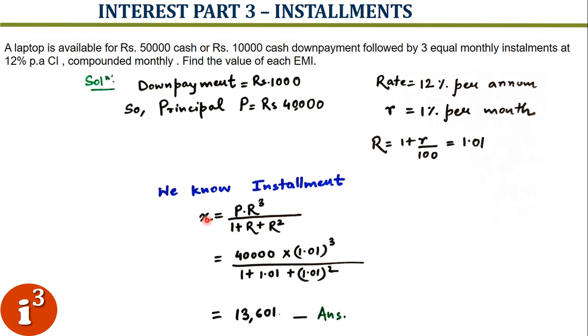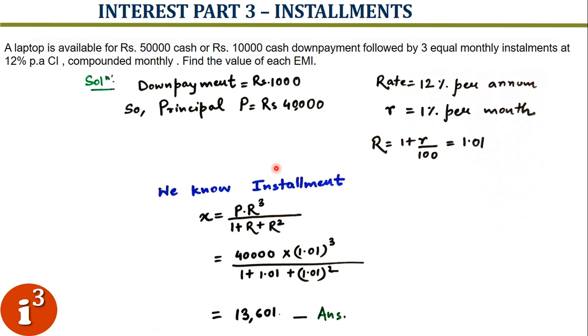We just learned that x will be P into R cube by 1 plus R plus R square. That is 40,000, the principal amount, into 1.01 cube by 1 plus 1.01 plus 1.01 square. This will give you an amount of 13,601. So you pay 3 equal installments of 13,601 to repay the loan amount of 40,000, so that you equate their future values.